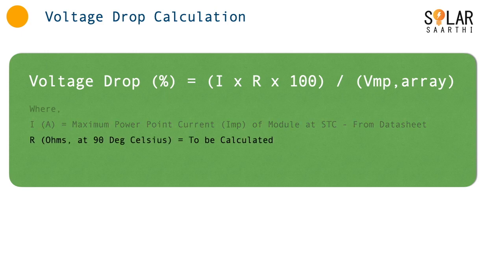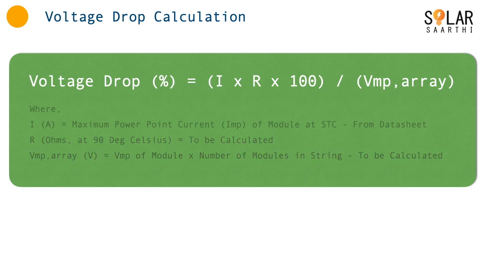R is the resistance in ohms at 90 degrees Celsius that needs to be calculated. Most cable manufacturers provide the value of resistance in their data sheets, but they provide the resistance at 20 degrees Celsius. But we know that in solar applications, our cable has to undergo very high temperatures. So we need to convert the resistance given at 20 degrees Celsius in the data sheet to a value at 90 degrees Celsius, that is a higher temperature.